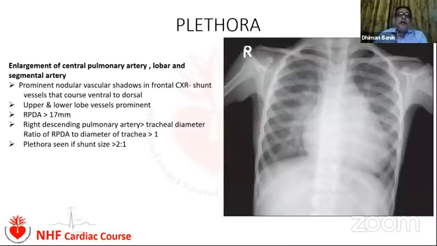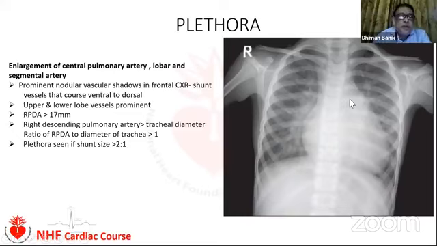The next important thing in chest radiograph is plethoric lung field in shunt anomaly. In shunt anomaly, there is increased pulmonary flow in the pulmonary artery, and the upper and lower lobe vessels are prominent. If the right descending pulmonary artery is greater than 17 millimeter in size, or the ratio of the right descending pulmonary artery to the trachea is greater than 1, then it is said to be plethoric lung field.